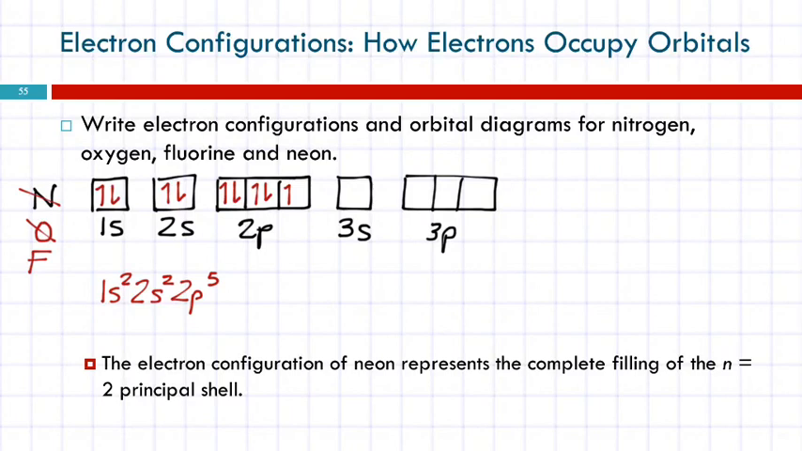How about neon? Well, we're just adding another electron, right? That electron's going to go in here. So now in the hotel, the first 2 floors are completely full. There's nobody on the 3rd floor, and there's no more space available on the 2nd floor. It's the complete filling of the n equals 2 principal shell.